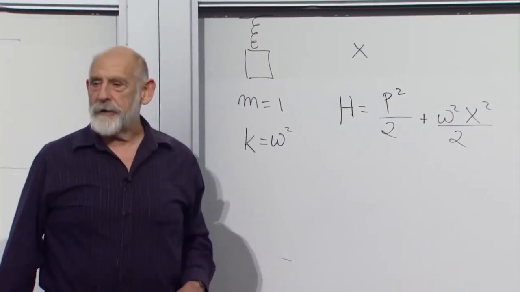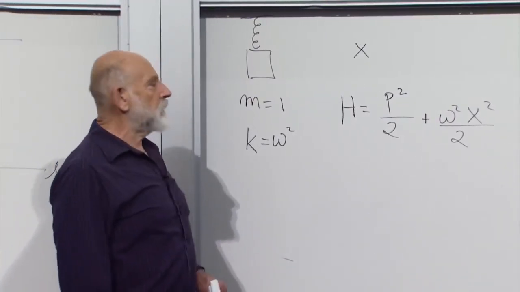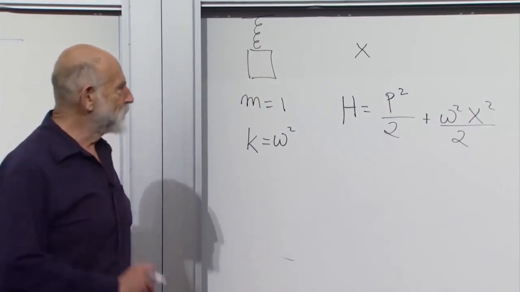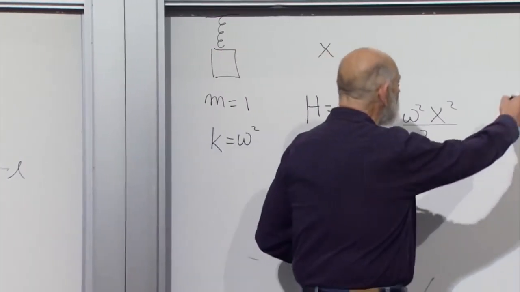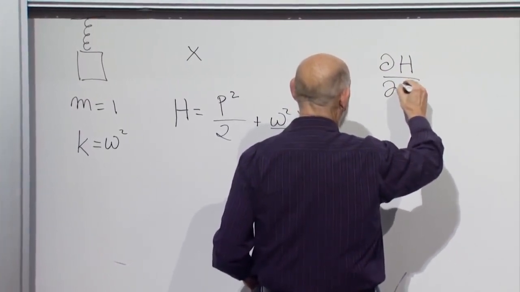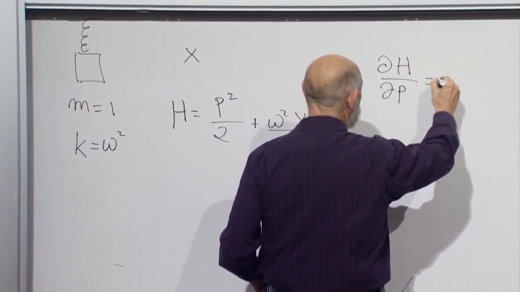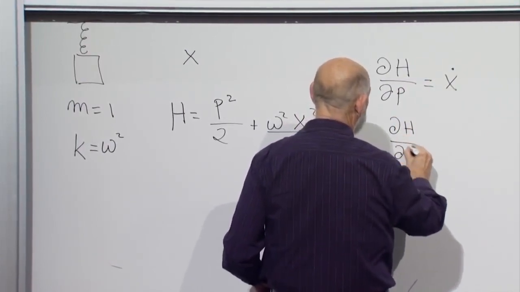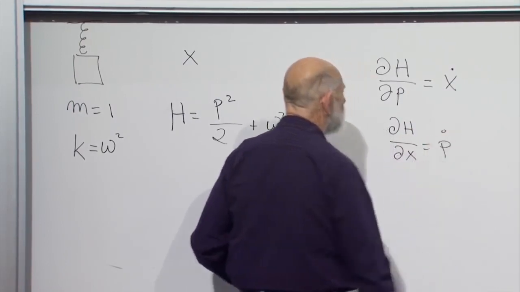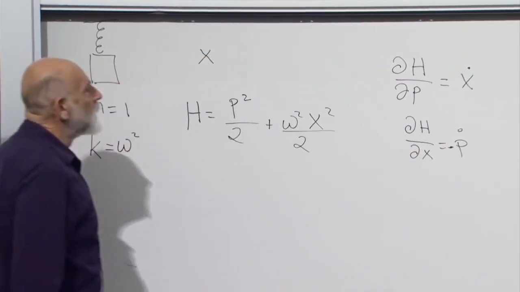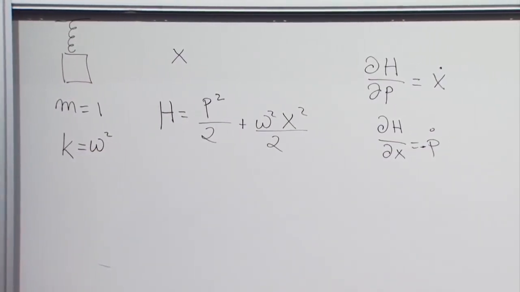Let's just check that this is right. What we're going to do is work out the Hamilton equations of motion. If you don't remember Hamilton's equations of motion, it's okay, I'll tell you. Hamilton's equations of motion are dH by dp equals x dot, and dH by dx equals minus p dot. How many people remember minus p dot? Thank you. Everybody remember that? Of course you do.